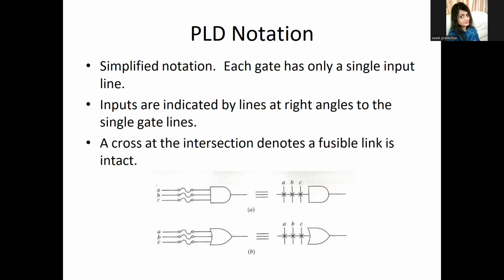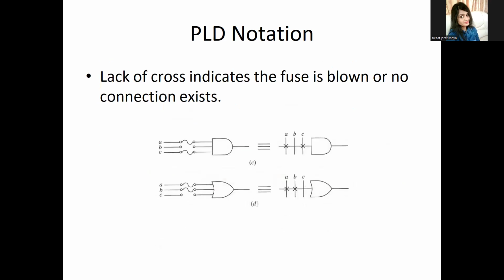If all the input fuses to a gate are intact, we mark a cross inside the gate. So we can understand that if a cross symbol is there, there is a connection, and if there is no cross symbol, there is no connection. This is the general notation of PLD devices, which connects from input to output. Here also, lack of a cross indicates the fuse is blown or no connection exists.